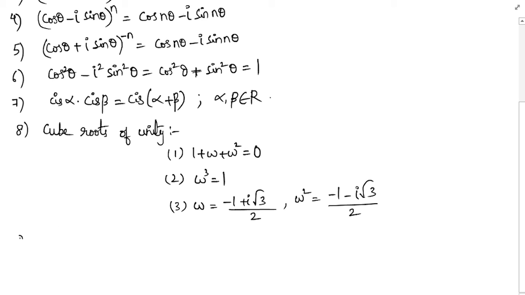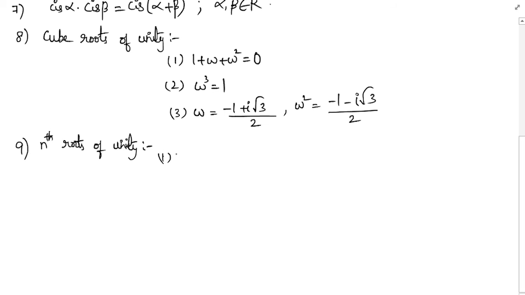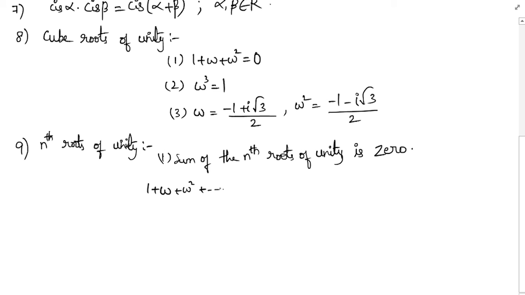Then we'll move to nth roots of unity. Here always remember that the sum of the nth roots of unity is 0. It's always 0. Like I'll tell you, 1 plus omega plus omega square and so on up to omega power n minus 1 will be equal to 0 always.